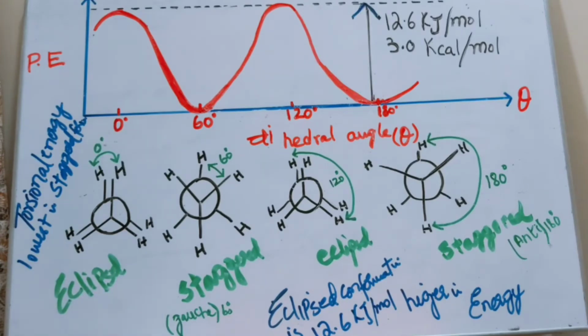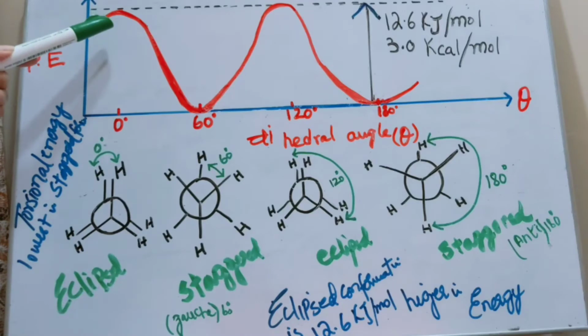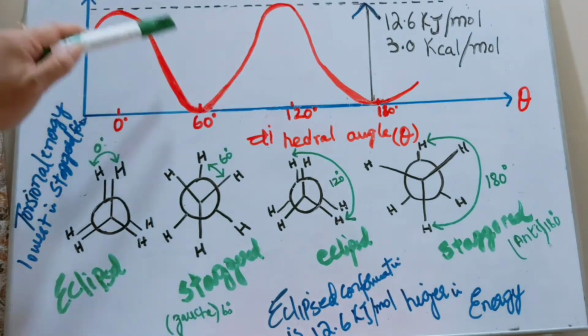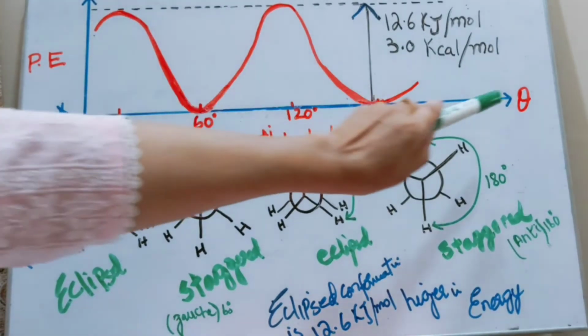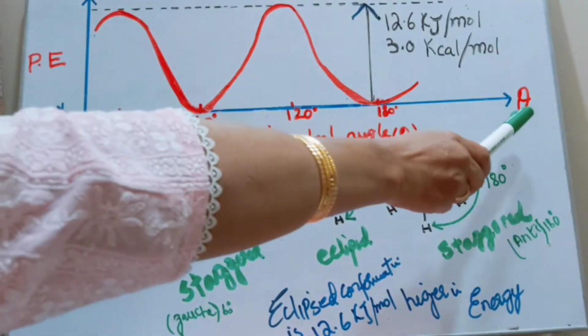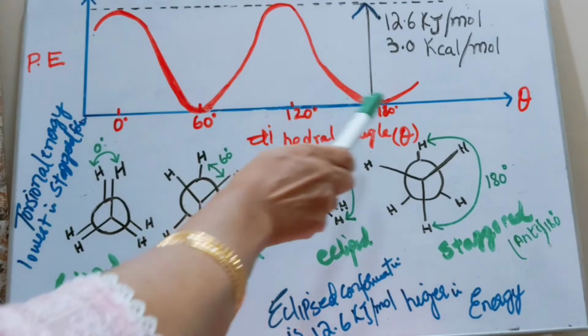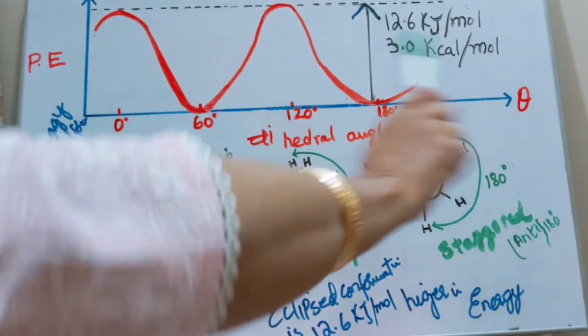Now this figure conveys the increase in the potential energy of ethane when rotation occurs. The molecule is constantly rotating here. You can see these are the rotations. The angle theta, the dihedral angle, is constantly increasing. You can see it is 0, 60, 120, 180 degrees, and so on. It is increasing.